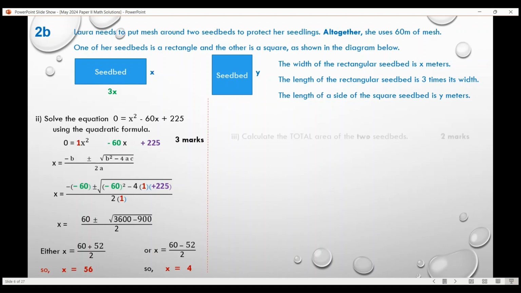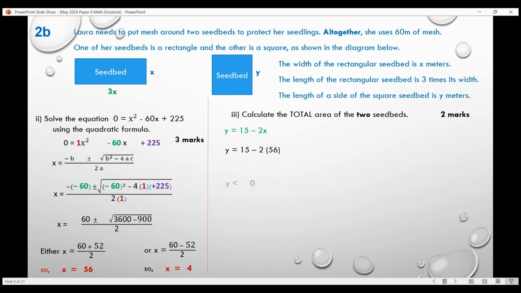And now, let's calculate the total area of the two seed beds. Now, we know y is equal to 15 minus 2x. And if we have two different values of x, we're going to end up with two different values of y. So let's try when x is equal to 56. So y is equal to 15 minus 2 times 56. 2 times 56 is 112. So 15 minus 112 will give us something which is negative. Can the length of the square be negative? It cannot. As such, the answer x is equal to 56 does not hold for this particular situation.